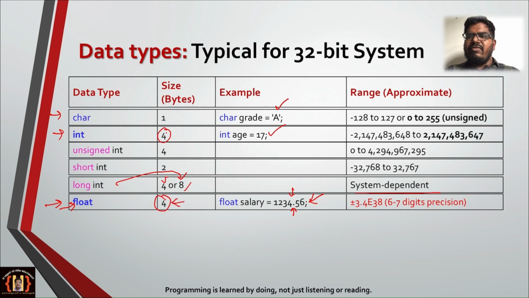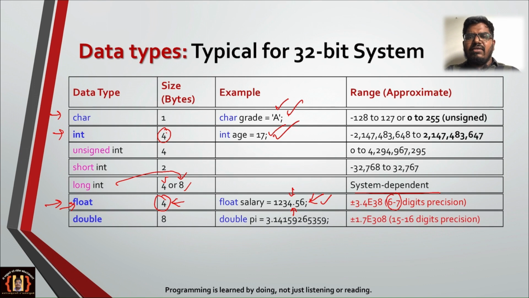You can see, this is one type of data, this is another type of data, int is another type of data, float is another type of data. The point here is that float can store up to 6 to 7 digits of precision. I'll give a demo for this explanation. What is the meaning of 6 to 7 digit precision, in a minute.